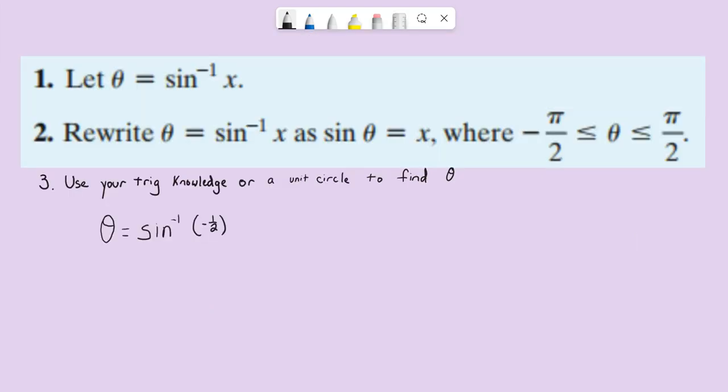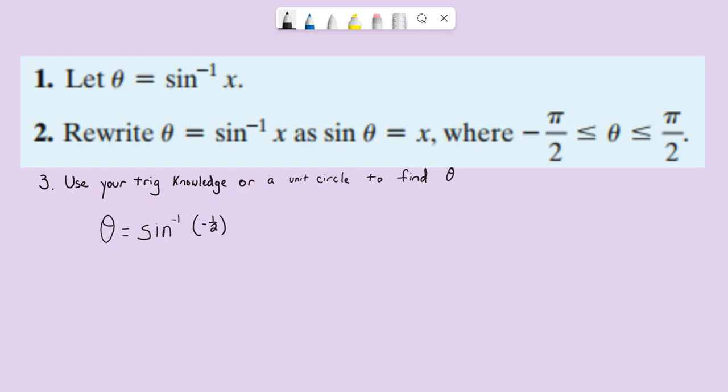So let's recap what we did here. The first thing we'll do is let theta equal our inverse sine function. Then we're going to rewrite that as sine of theta equals x, and it's going to be in between the values negative pi over 2 and positive pi over 2.